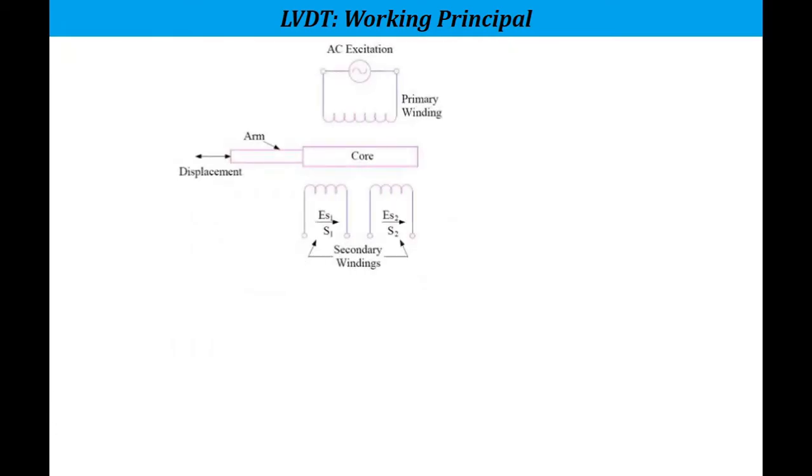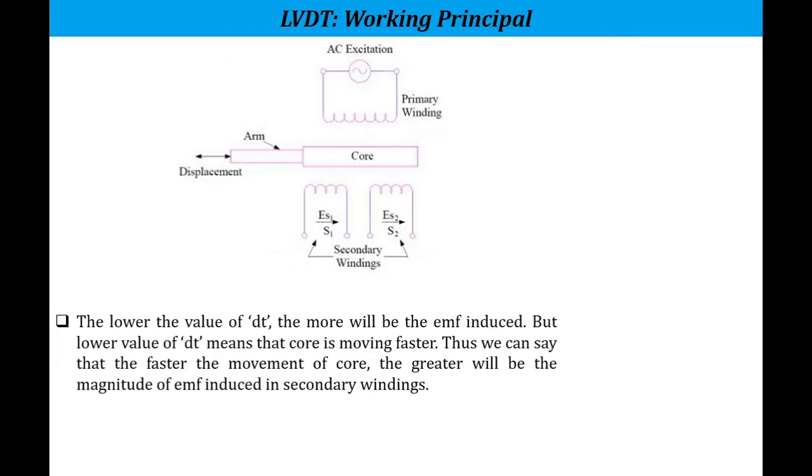Now here you will observe that the lower the value of dt, the more EMF will be induced, because of the relation dφ/dt. But what does a lower value of dt indicate? It indicates that the core is moving very fast. So we can say that the faster the movement of the core, the greater the magnitude of the EMF induced in both the secondary windings, either S1 or S2.